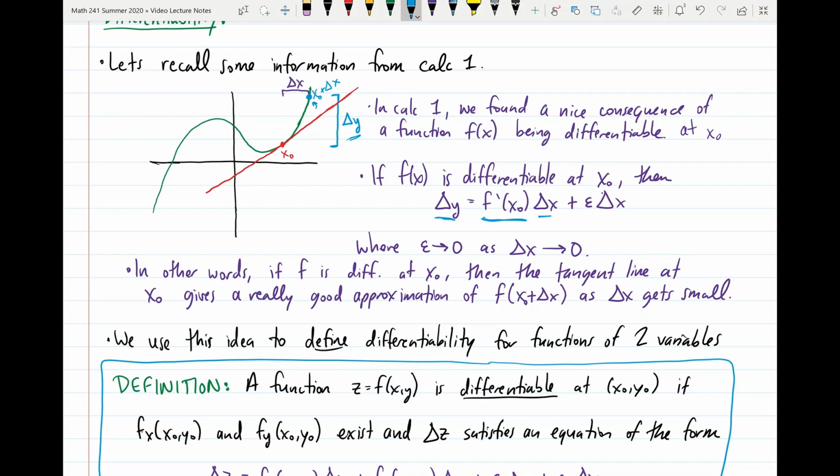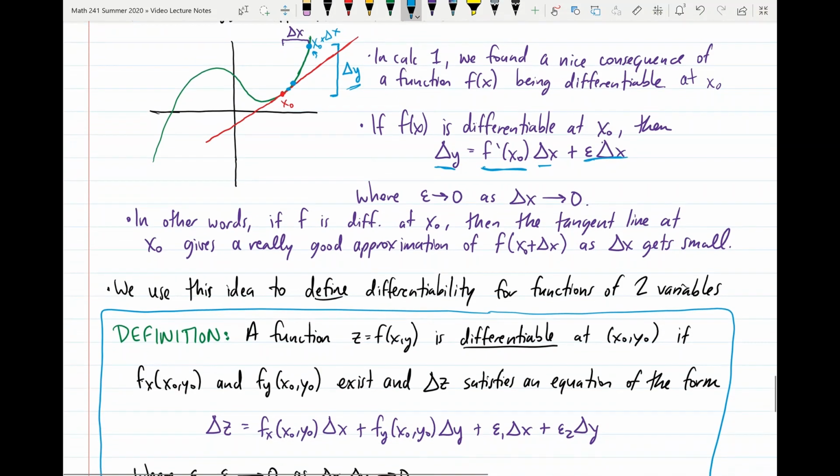So as delta x gets smaller and smaller, that x naught plus delta x point is going to move down our curve, say to somewhere like here. And now our tangent line is giving us a really good approximation of the curve. And as we get closer and closer to our point x naught, the approximation is going to get better and better. That's visually what this equation here is saying.